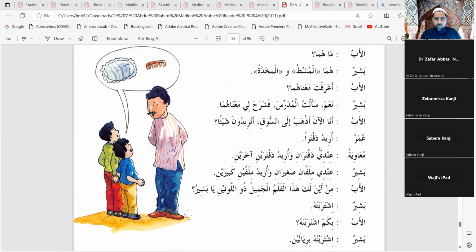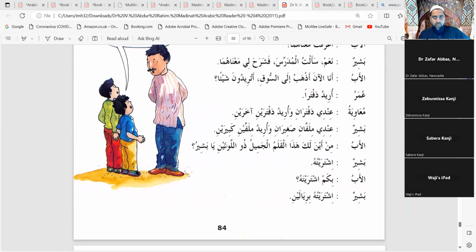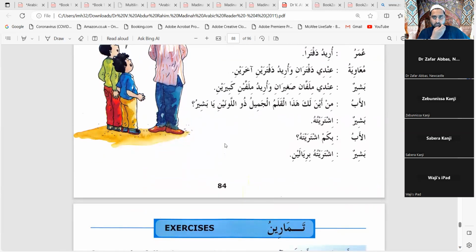أنا الآن أذهب إلى السوق أتريدون شيئا؟ I am now going to the souk, to shop. Do you all need anything? Uridu daftaran, I want a notebook. Indi daftarani, I have 2 notebooks. Wa uridu daftaraini akharaini, and I want 2 more notebooks. Indi milafani saghirani, I have 2 small files. Wa uridu milaffaini kabiraini, and I want 2 big files. Excellent.